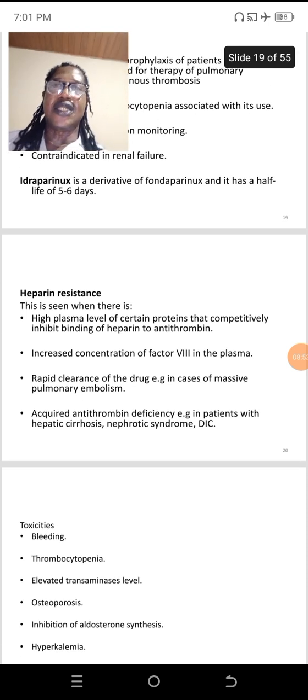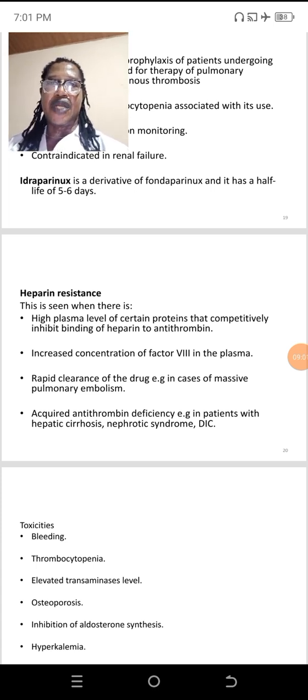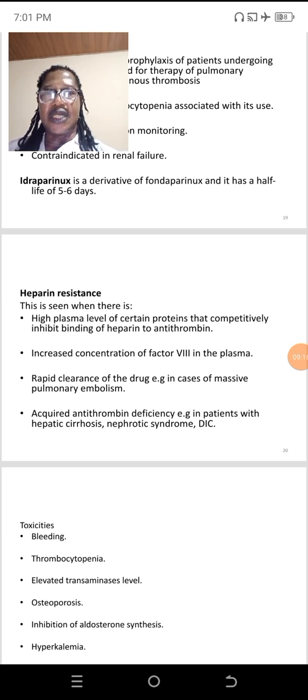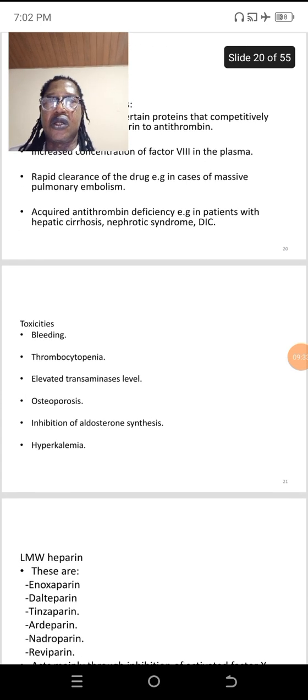In certain instances, it might appear as if heparin is not working, and this situation is described as heparin resistance. And it is seen, number one, when there are high plasma levels of certain proteins that competitively inhibit binding of heparin to antithrombin. Then when there is increased concentration of factor 8 in the plasma. Also, when there is rapid clearance of the drug, for example, in cases of massive pulmonary embolism. Then it can also be seen in patients with hepatic cirrhosis, nephrotic syndrome, and disseminated intravascular coagulation.